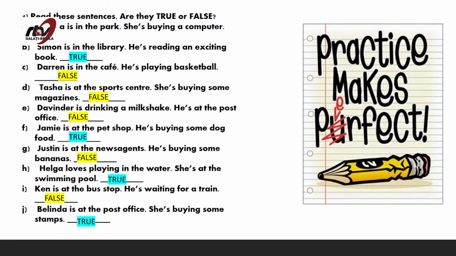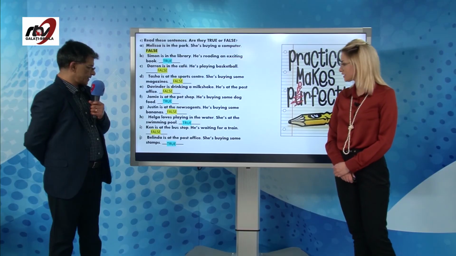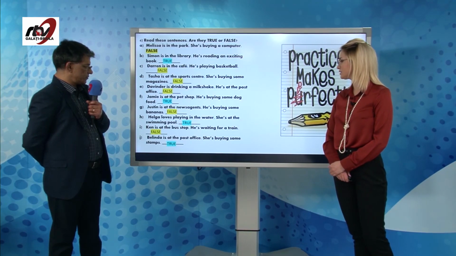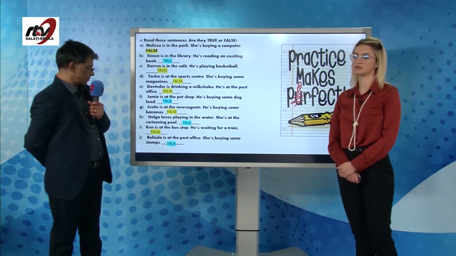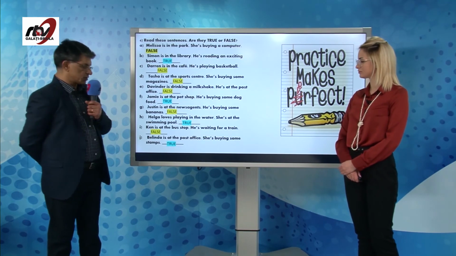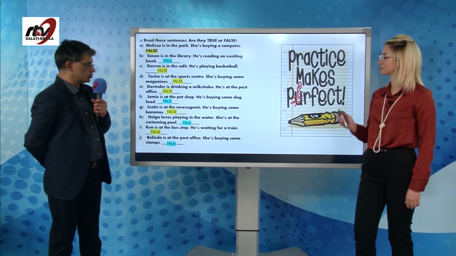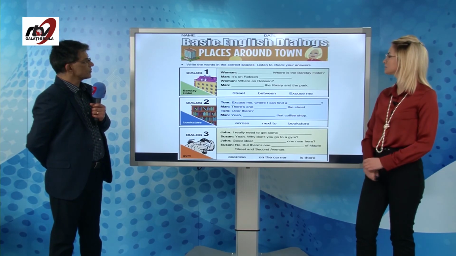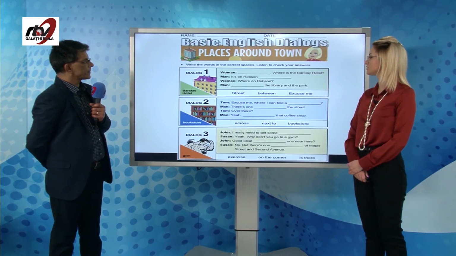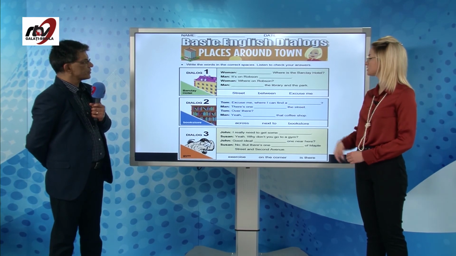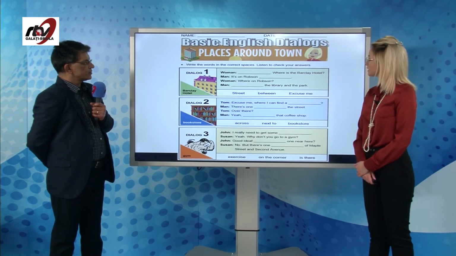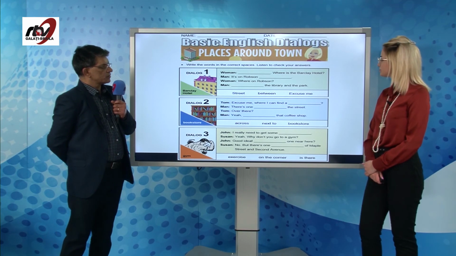Helga loves playing in the water. She's at the swimming pool. True. Ken is at the bus stop. He's waiting for a train. It's false. And Belinda is at the post office. She's buying some stamps, which is true. All right, let's move on to the next activity. Here we have to complete with the 3 words below. Okay, let's start with the first dialogue.